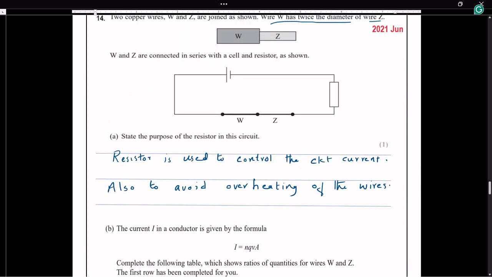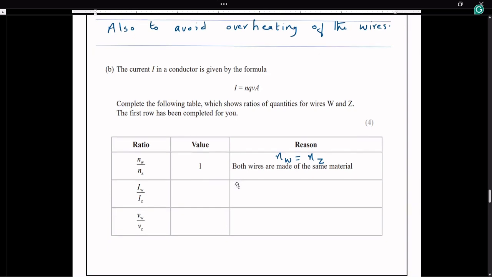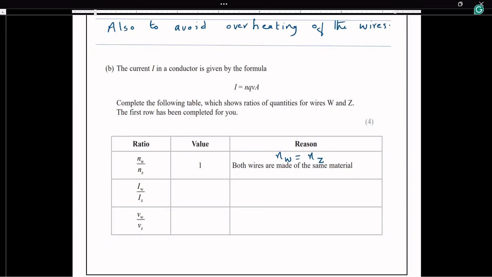So let us go and see. It's very obvious that W and Z, these two wires, are connected in series. So the same current is flowing through them, the same current starting from the cell. Here the current is IW, which is equal to the current flowing through the Z wire because they are connected in series. So let us write the justification: IW is equal to IZ as both are connected in series. Since both are equal, the ratio will be 1.